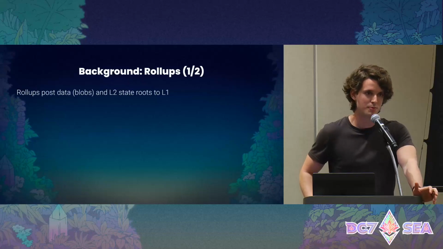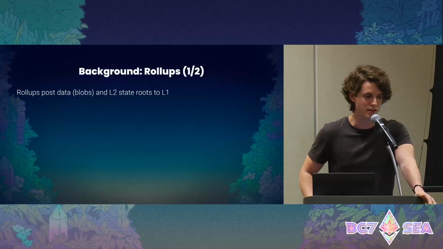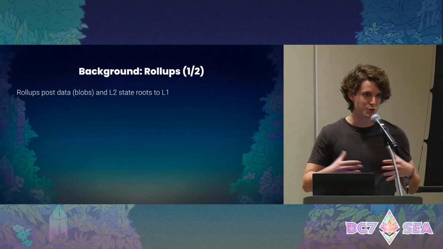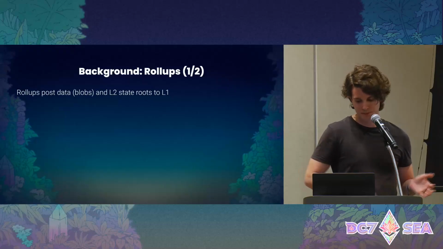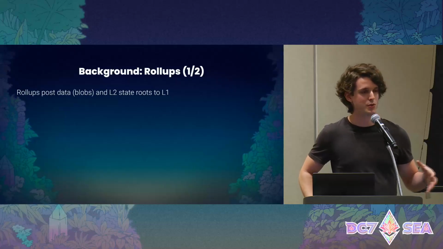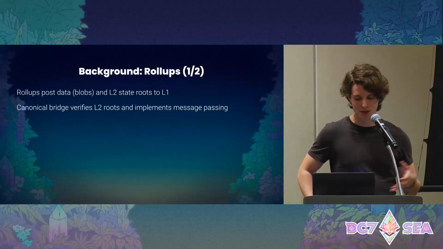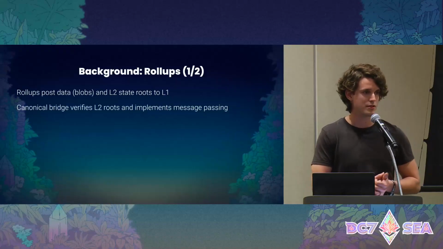So a rollup is a chain that's inheriting a lot of security guarantees from L1, which is Ethereum in the case of rollups. Rollups create an L2 chain, and then package these L2 blocks into blobs, post them on Ethereum, and also post the execution results, which is the L2 state root. And then there are different mechanisms for how you can verify the L2 state root towards a canonical bridge. You can use fraud proofs, you can use ZK proofs. There are different pros and cons.